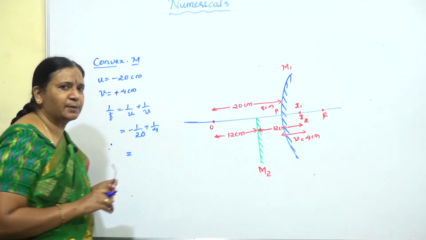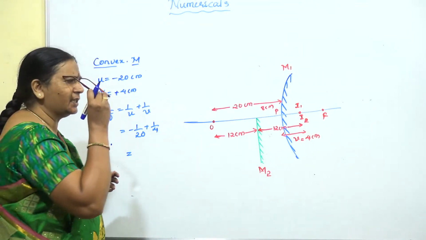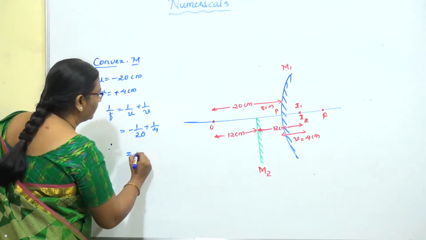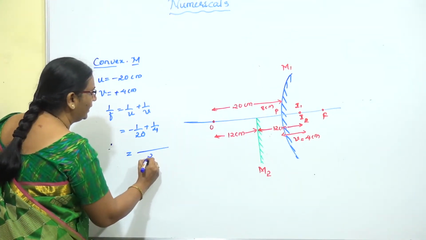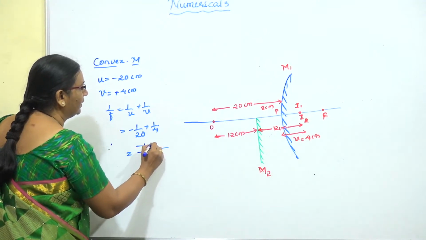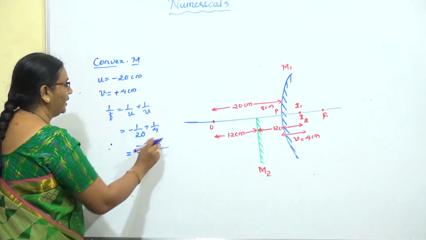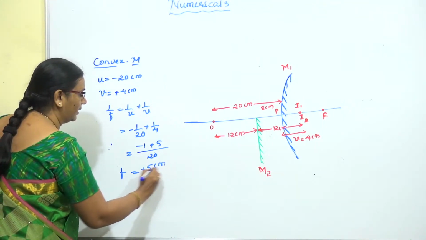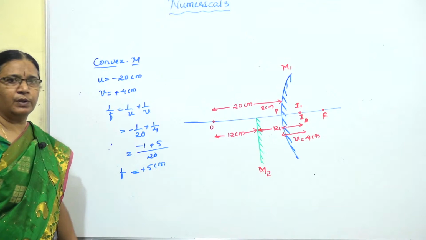Okay, it's as per expected. If only one answer is there, easily you can answer. Now this becomes how much? 20 is the LCM. So minus 1 plus 5. So 20 by 4 means if you are going to get what? Plus 5 to 7. So we are expecting positive, we got positive.